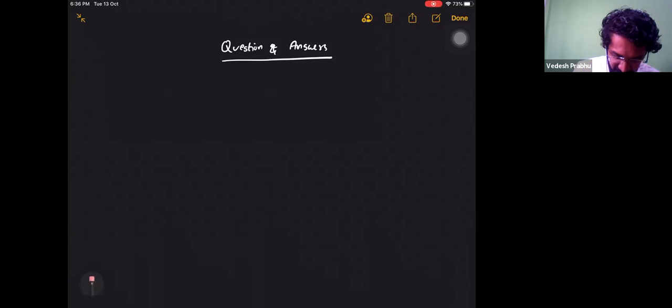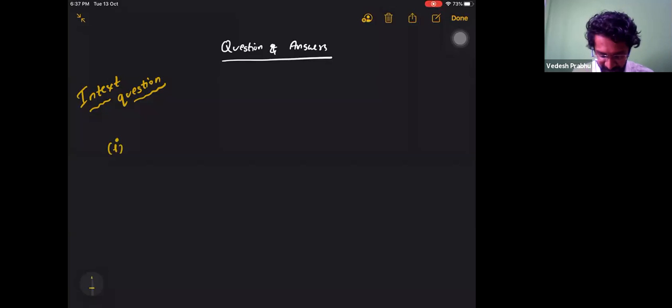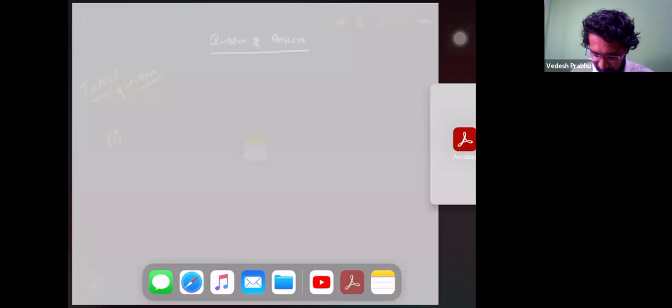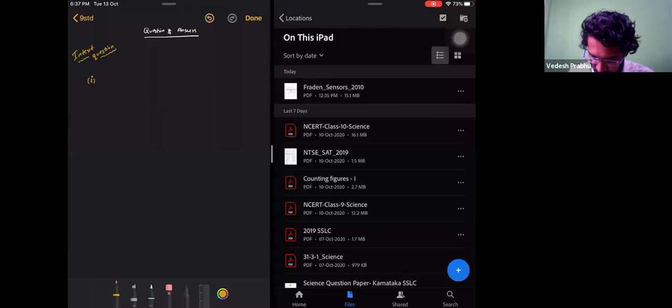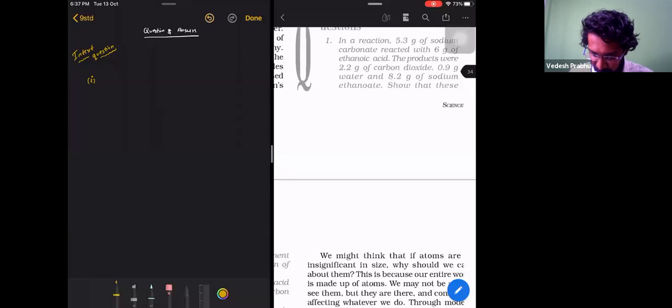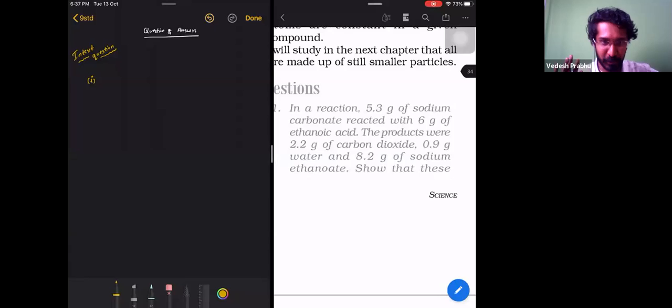I'll mention here that it is the in-text question, question number 1. I will show you the question and let us try to write it down. Look at the question and understand it first, which is very important. They are telling that in a reaction, 5.3 gram of sodium carbonate reacted with 6 gram of ethanoic acid.